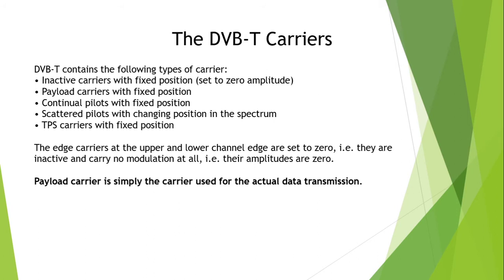In DVB-T, an IFFT with 2048 or 8192 points is used. In theory, 2048 or 8192 carriers would then be available for data transmission. However, not all of these carriers are used as payload carriers. In the 8K mode, there are 6048 payload carriers, and in the 2K mode, there are 1512 payload carriers.